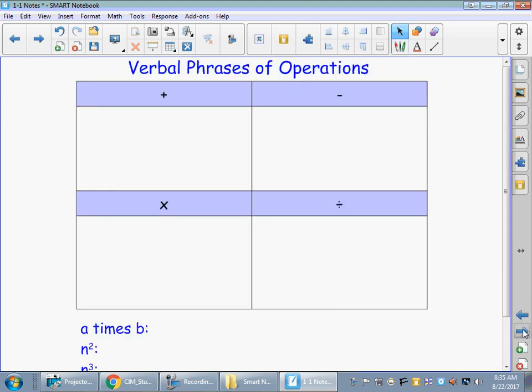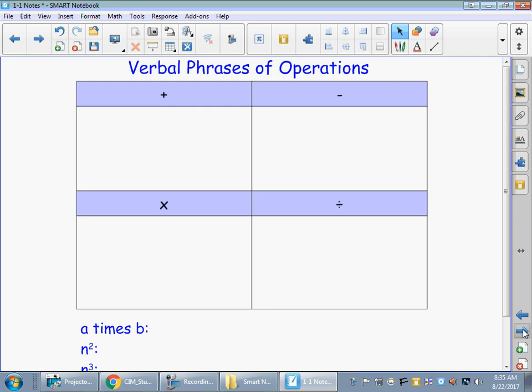All right. Verbal phrases of operations. So we're just going to collect a few words that we think represent these things, little key words that we can use to replace our verbal sentences. So in this lesson, we're going to change words into symbols or symbols into words. So we need to know which words are associated to which operation.